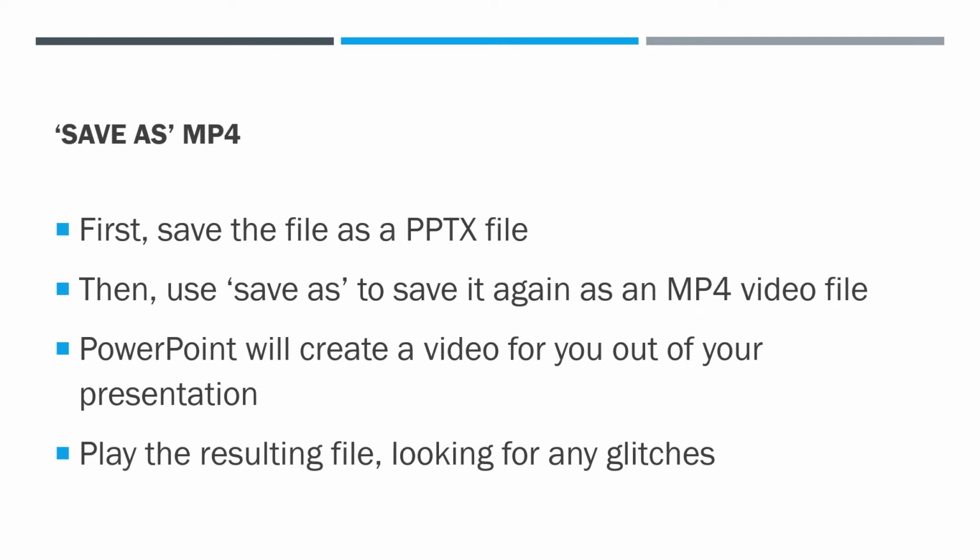Once you're happy with your presentation and all of the audio, save the file as a PowerPoint file, and then use the Save As function to save it again as a different type of file. In this case, an MP4 video file. PowerPoint will create a video for you out of your presentation, and then make sure that you play the resulting file, looking for any glitches or things that aren't quite right, make any adjustments, and then save again as a video file.